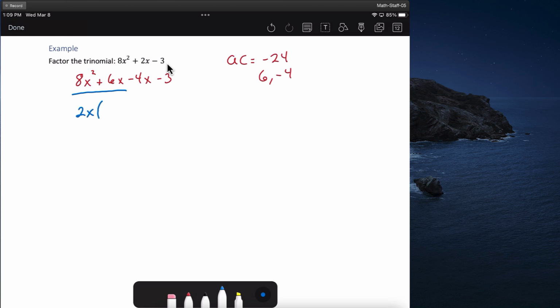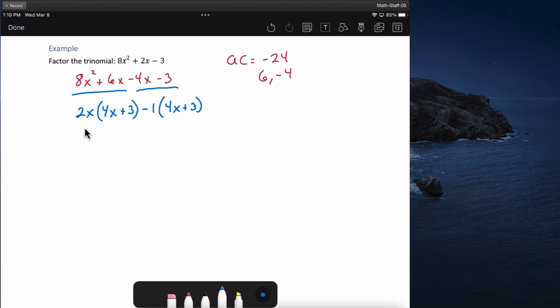2x. When we factor out the 2x, we're left with 4x plus 3. And then we'll focus on the last two terms and only the last two terms. Look for their greatest common factor. It looks at first like they don't have anything in common, but since the leading coefficient on the first term here is negative, we'll factor out a negative sign. So we'll just pull out a -1, leaving us with 4x plus 3.